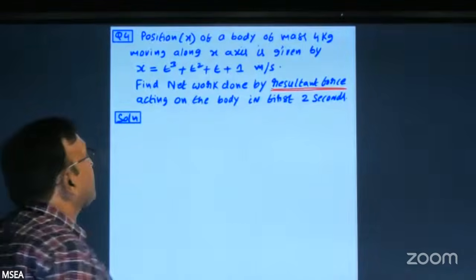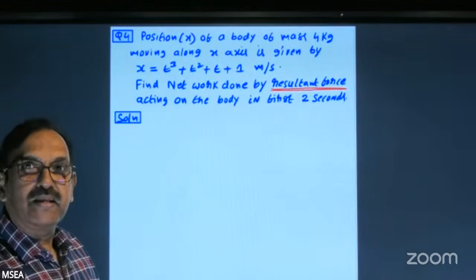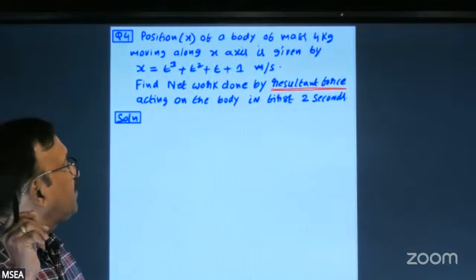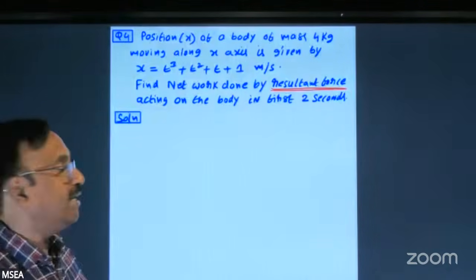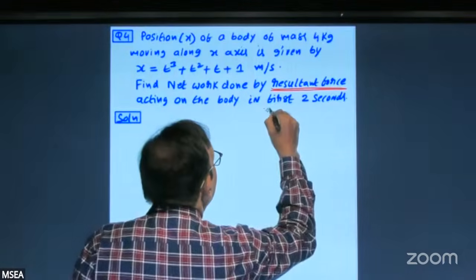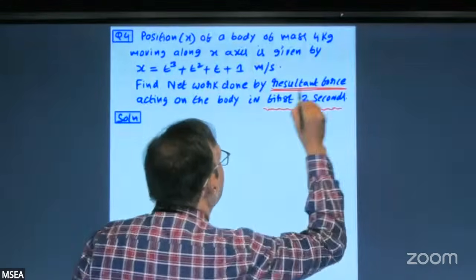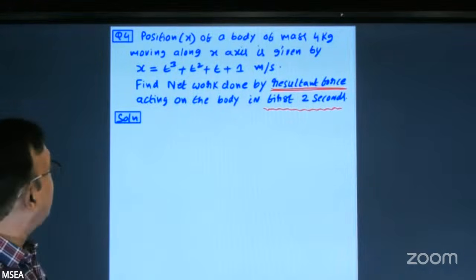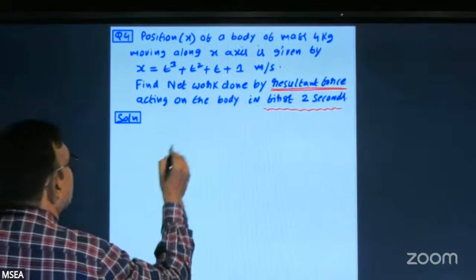What is the work done by the resultant force acting on the body in the first 2 seconds? Even the wording, first 2 seconds, you have to catch a little bit like this. Then, coming to the first point, listen.